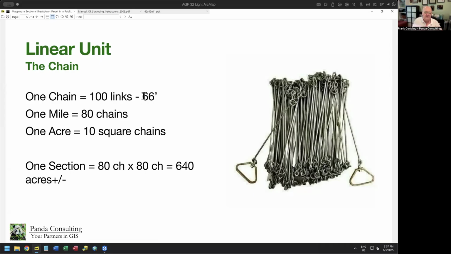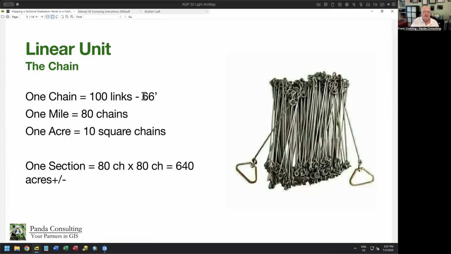The links are actually 0.66 feet long, about 8.67 inches, more or less, and you would stretch them all the way out, and they would have individual markings. You would stretch them all the way out and measure it, and it was 66 feet, and they measured the entire United States 66 feet at a time.